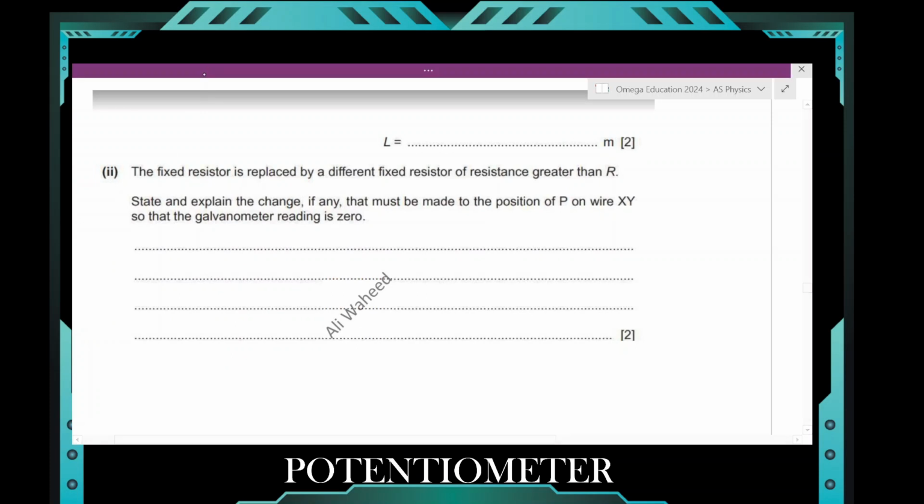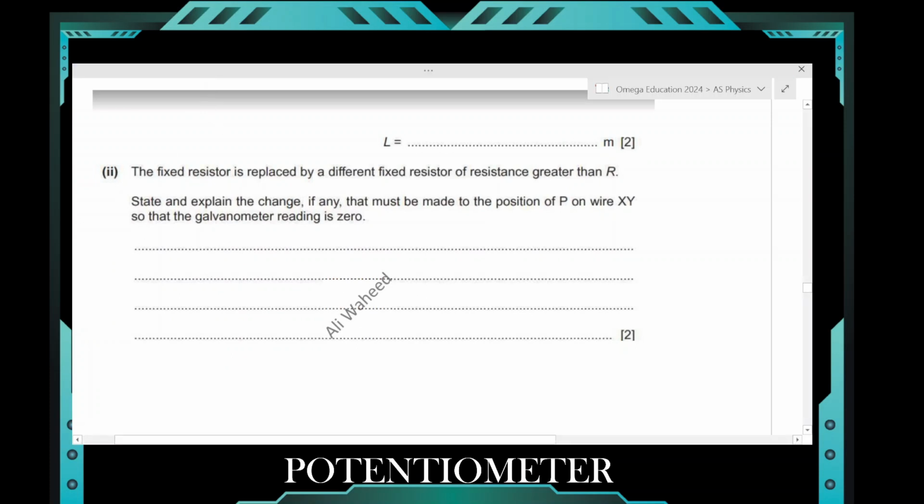I'm just writing the bullets. You can write the sentences. As the resistance increases, the voltage across XY decreases, and the pointer needs to be moved to the right side. So the bottom line is, because the total voltage decreases, the same value would now be shifted to the right side. If the total voltage decreases, the same value would now be shifted to the right side.